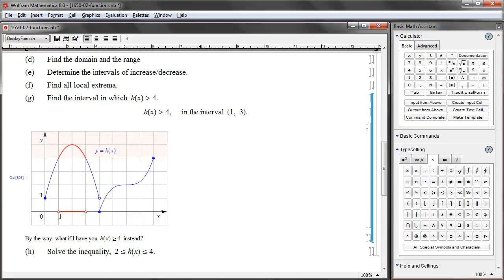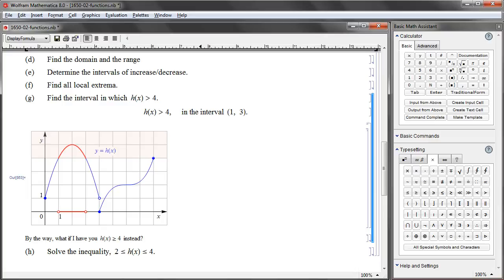I color code it, and then the y-coordinate greater than 4, that region is highlighted in a light pink region over there, not including the boundary because this is strictly greater than 4. And then the portion of the graph that goes to that region is highlighted in red. So we have the interval from 1 to 3. That's when we have this highlighted portion.